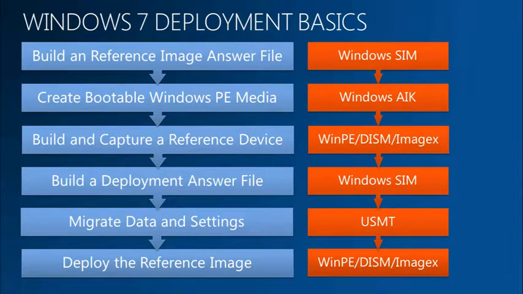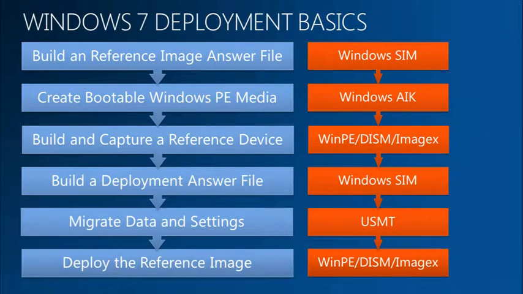So if you've ever seen the Windows Automated Installation Kit, a lot of the tools that you see down here in the orange boxes are tools that are provided with that kit. So you could do a Windows 7 deployment just using the kit, the Windows Automated Installation Kit. All the tools are in there.